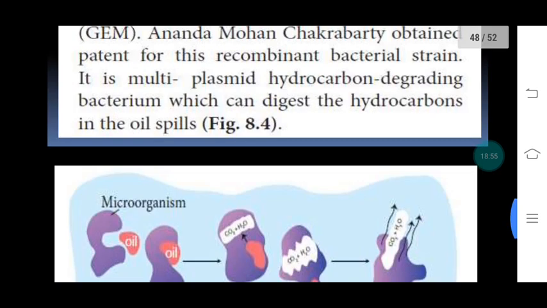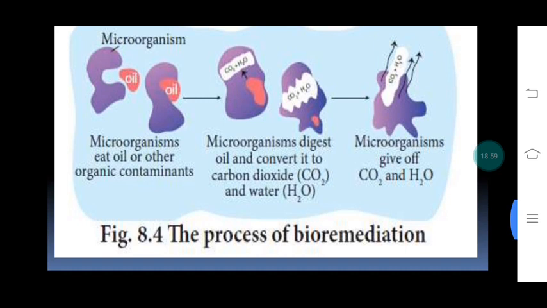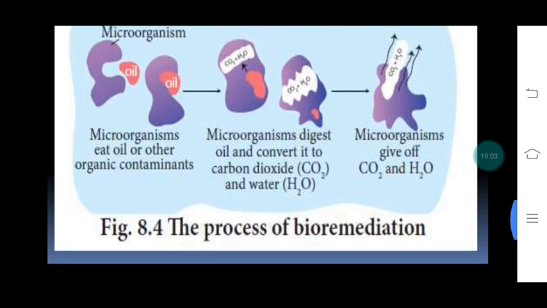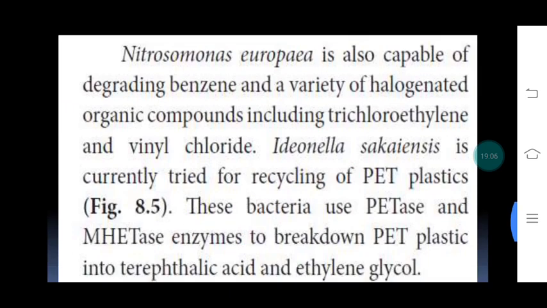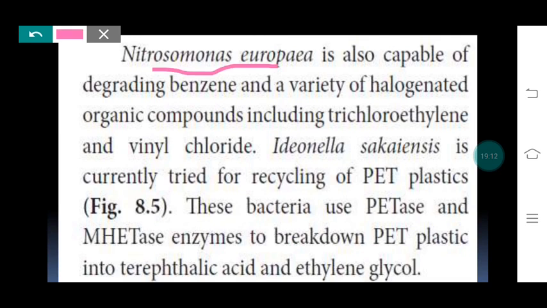So that is the process of bioremediation I have given. Later on we will discuss the diagrammatic part. Now we will go on to the next part. The second microorganism is Nitrosomonas europaea. It is also capable of degrading, 1-mark question, benzene and a variety of halogenated organic compounds including trichloroethylene and vinyl chloride.